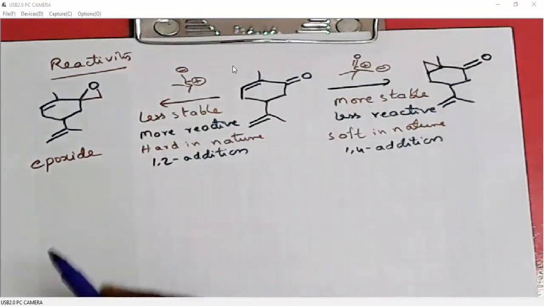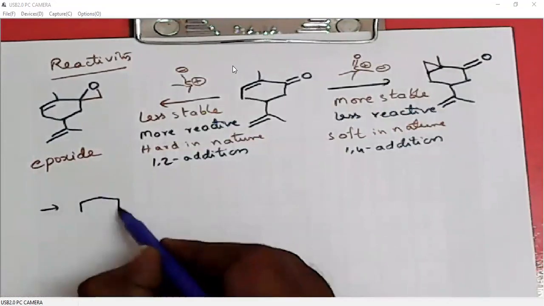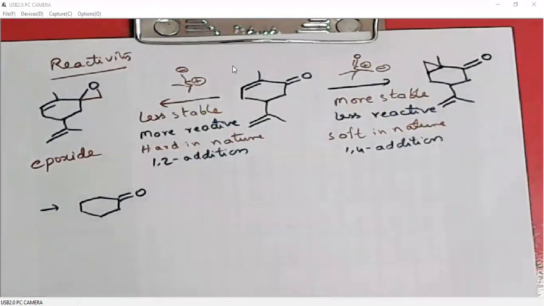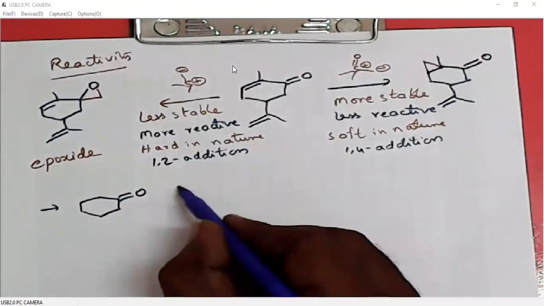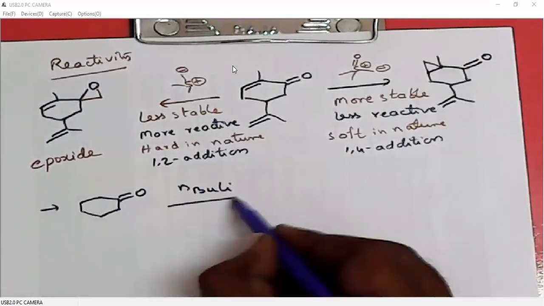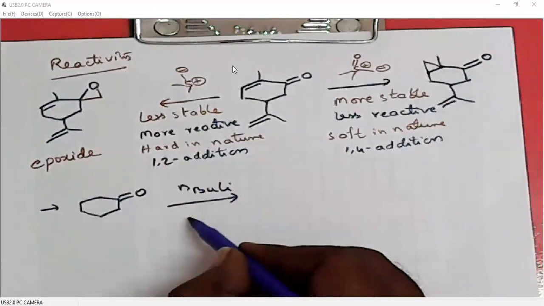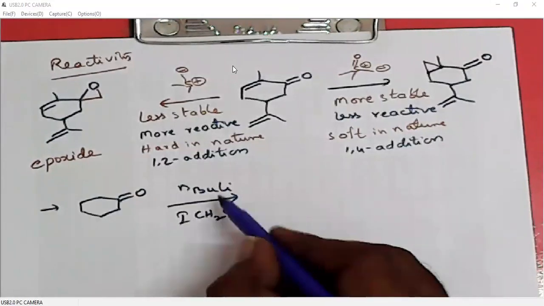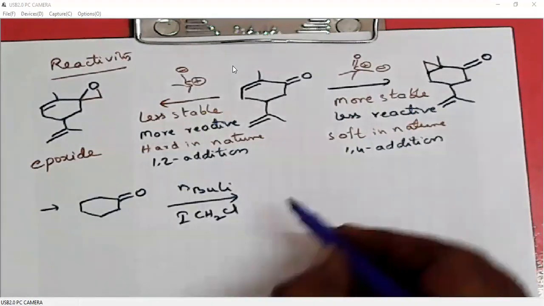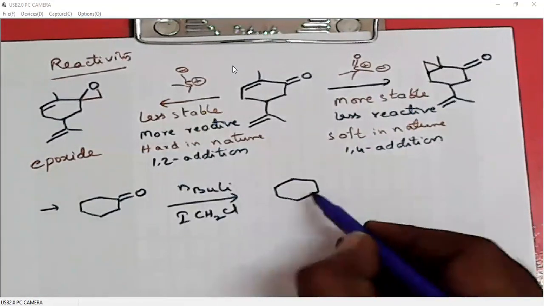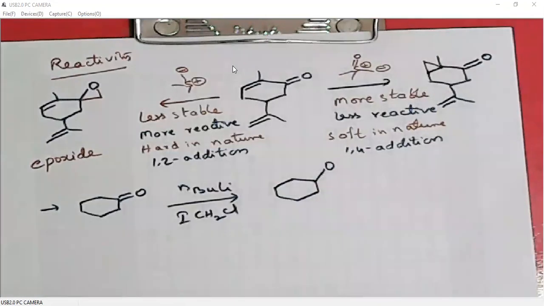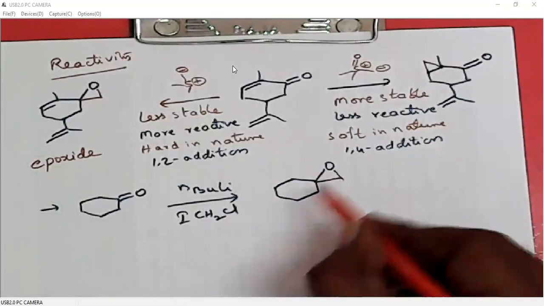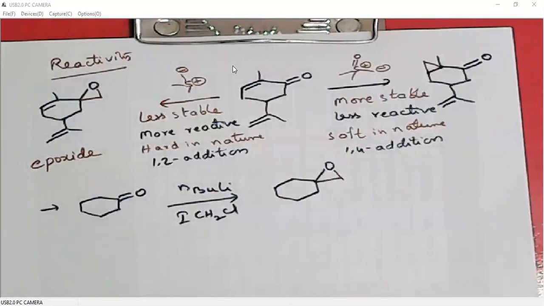I'll give you another example. Epoxidation can also be done on ketones using different reagents. When we treat a ketone with iodochloromethane in the presence of a base, the ketone will be converted to an epoxide. The carbon will come from iodochloromethane. I'll give the mechanism also.